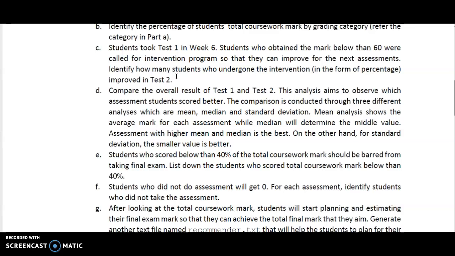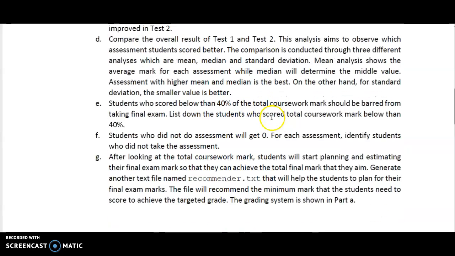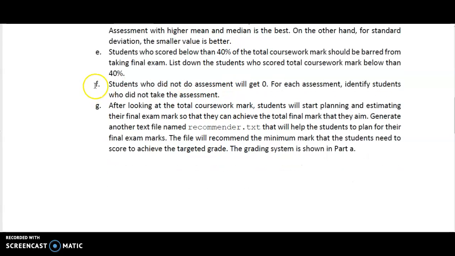Okay, and then we have to compare test 1 and test 2. This is aimed to observe which assessment students score better. Okay, then after that we have to create the mean, median, and standard deviations. Also we have to see which students will be barred. Whoever gets 40% and below will be barred, and whoever didn't go for any assessment will automatically fail.